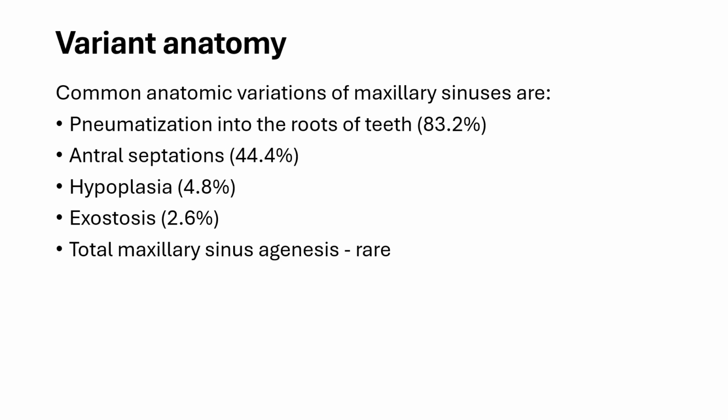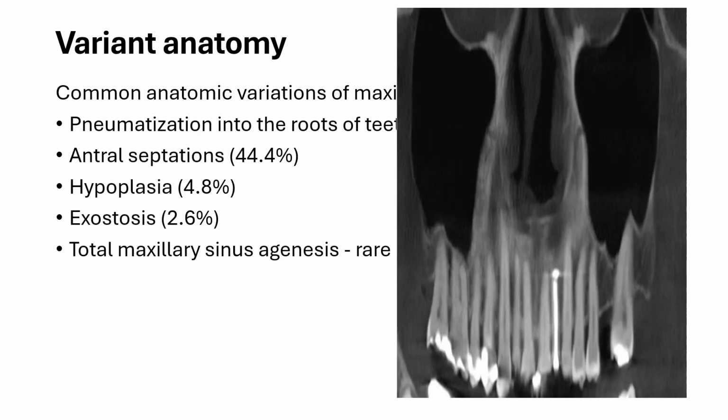First is the pneumatization into the roots of the teeth. So this is the hyperpneumatization of the maxillary sinus. As I said, there is pneumatization of the root of the teeth, so the root of the teeth projecting into the sinus cavity.